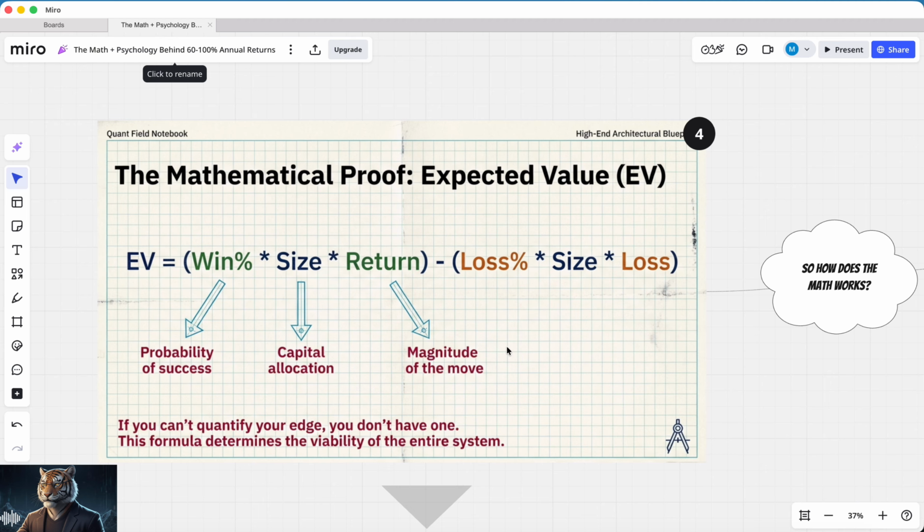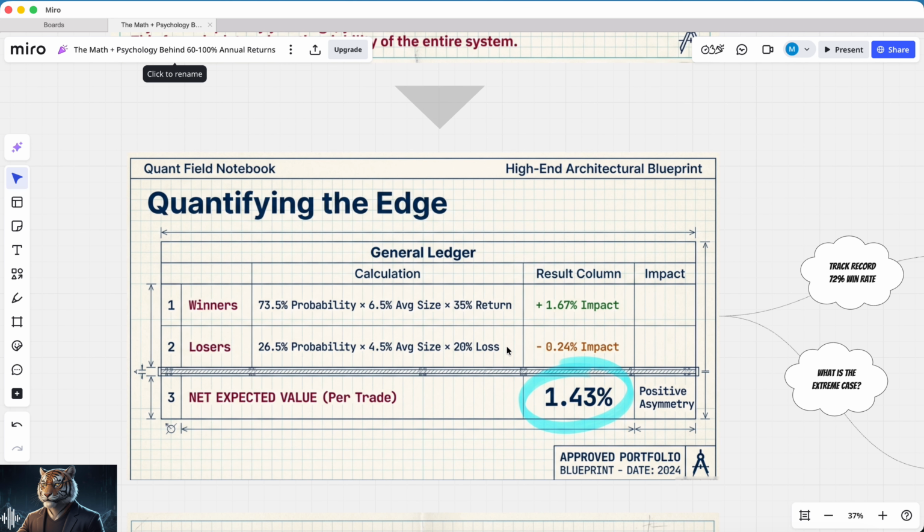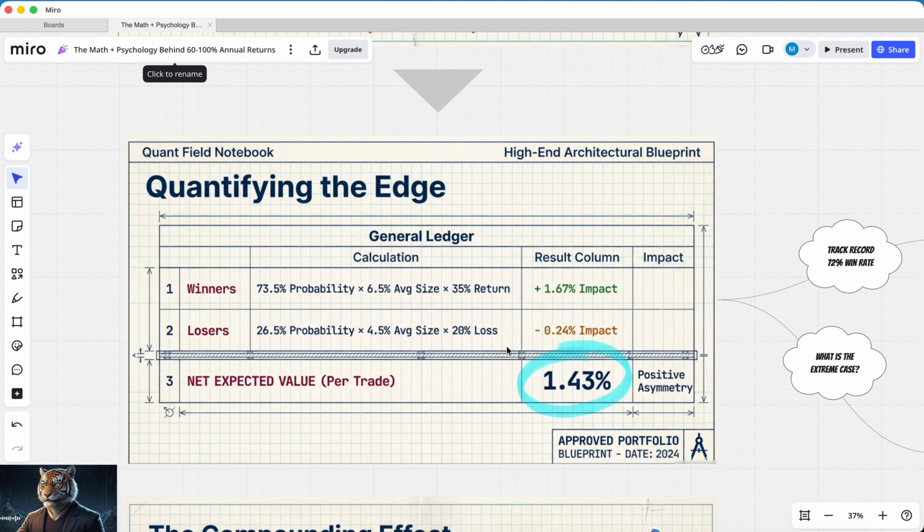So what does it actually mean? What do we do with that number? Well, let's translate it into returns. So if we understand the concept of 1.43% per trade, we can then project basically what it could look like. At 20 trades a year, it would equate with compounding to about 33% return. At 30 trades per year with compounding, it would equate to about 53% per year.